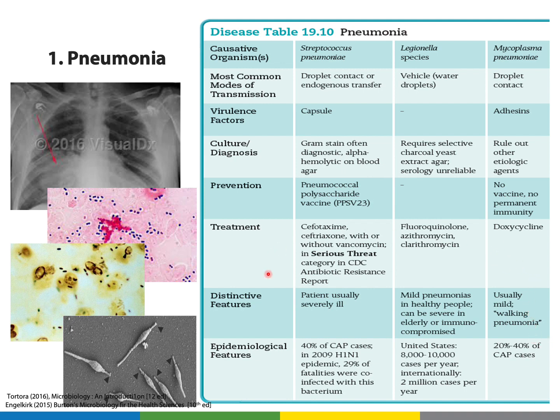So, since this is a bacterial type of infection, antibiotic treatments are available. For Streptococcus pneumoniae, you have cefotaxime, ceftriaxone, with or without vancomycin. For Legionella, you have fluoroquinolone, azithromycin, and clarithromycin. And for Mycoplasma, you have doxycycline. But there is an issue in treating Mycoplasma, class, because, again, it lacks a cell structure like a cell wall. So, hindi pwedeng bigyan yung mga may atypical pneumonia ng mga cell wall inhibitory drugs.